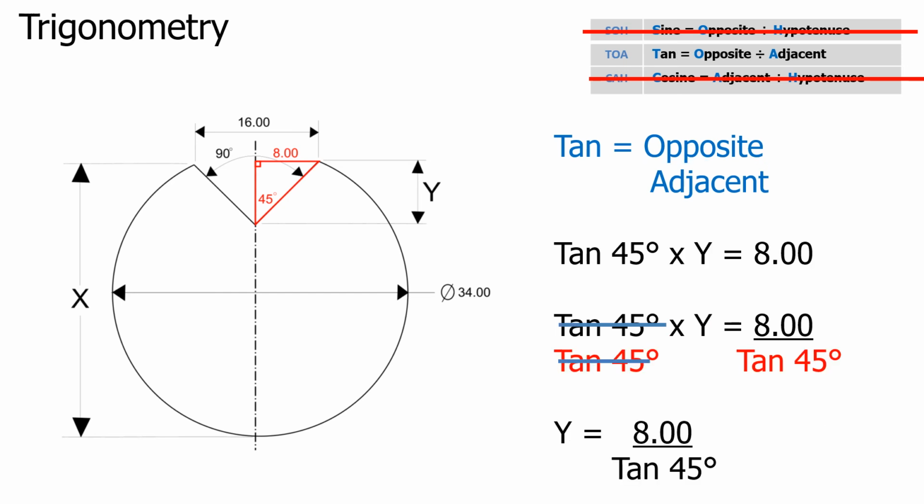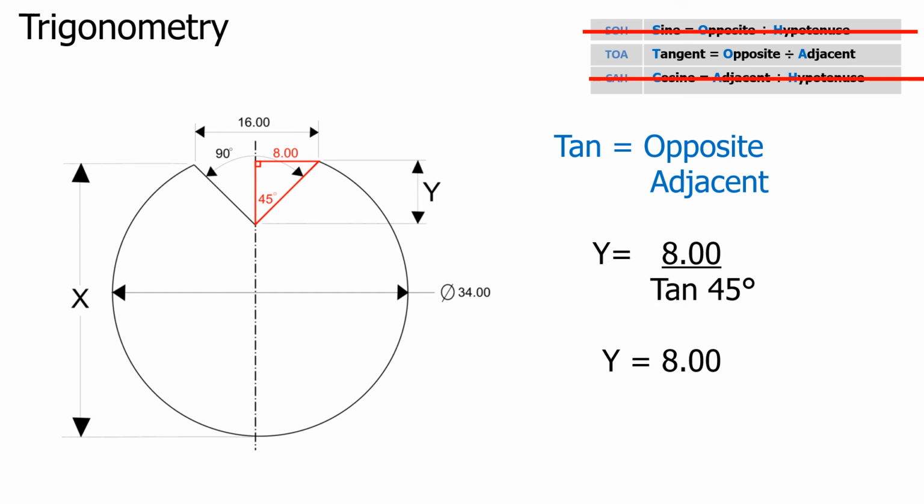I need to get Y on its own, so I need to get tan 45 on the other side of the equal sign. So I divide both sides of the equal sign by tan 45, and the tan 45s on the left hand side of the equal sign cancel each other out. So I'm left with Y equals 8 divided by tan 45. And Y just happens to be 8 millimeters also.